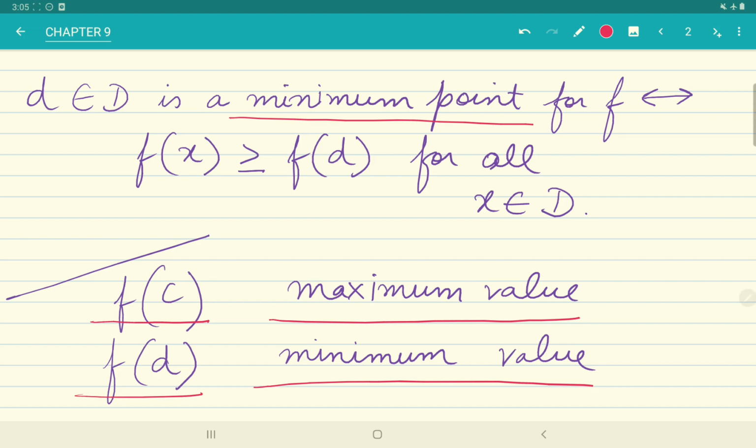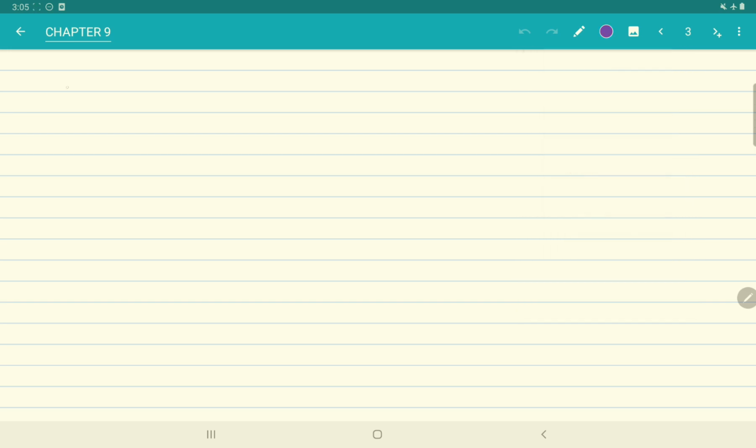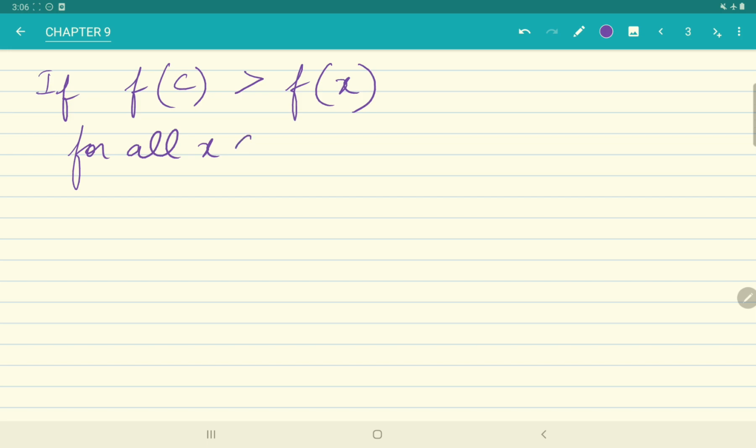But we have to keep this in mind, so let me just write this. If f of c is greater than f of x for all x belonging to D, x not equal to c, so if the value of f at c is strictly larger than at any other point in the domain, then c is a strict maximum point.